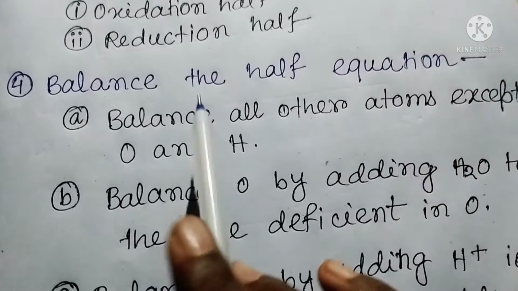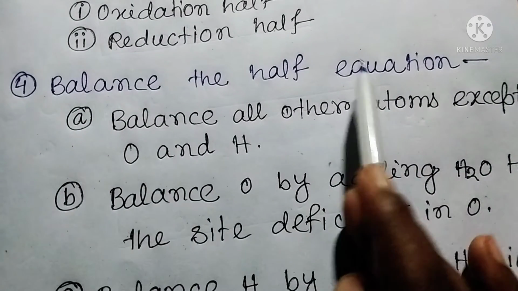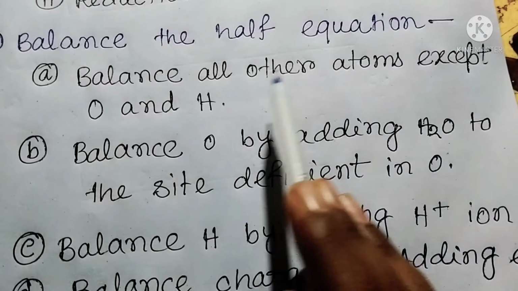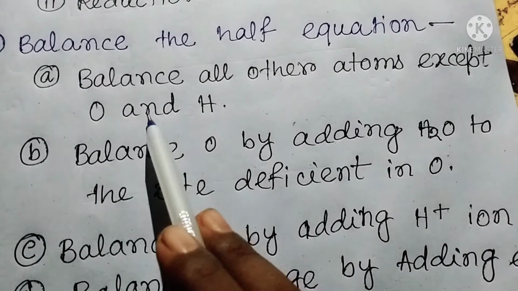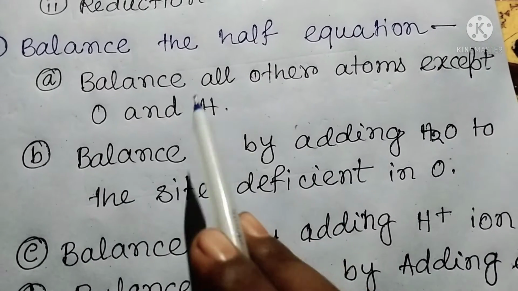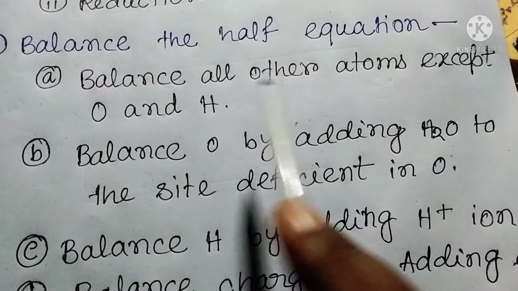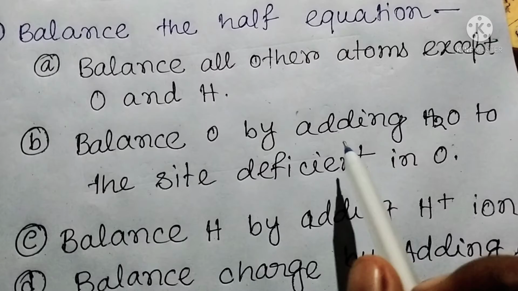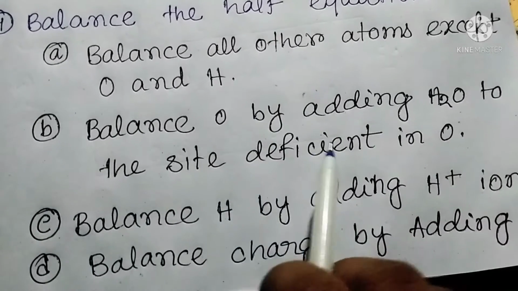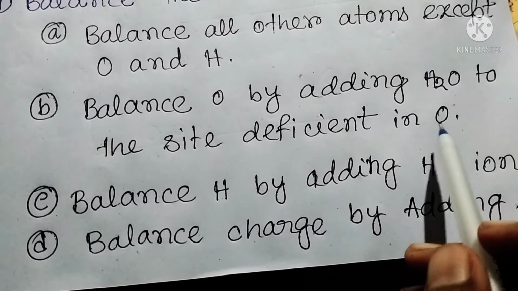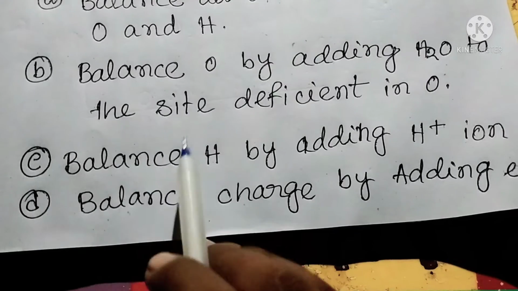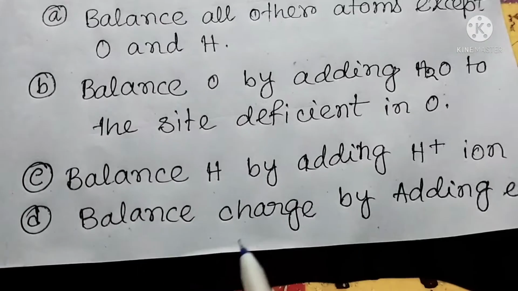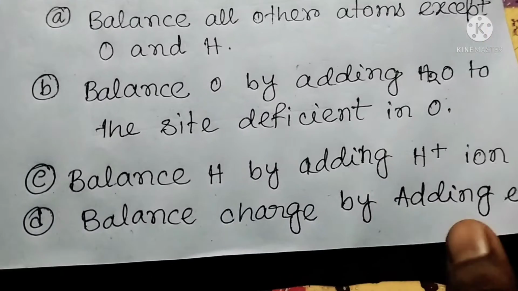Next is to balance the half equation. How do you balance the half equation? At first, balance all other atoms except oxygen and hydrogen. Next, balance oxygen by adding H2O to the side deficient in oxygen. Next, balance hydrogen by adding H+ ions and balance charge by adding electrons.